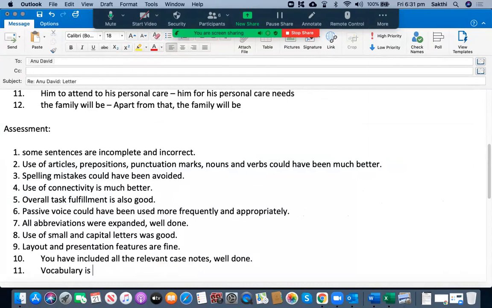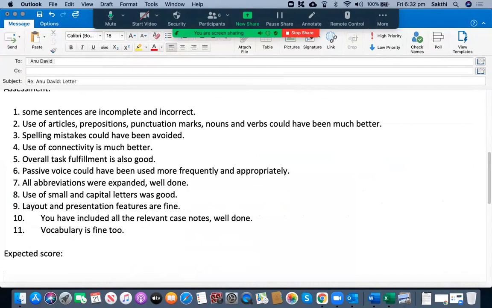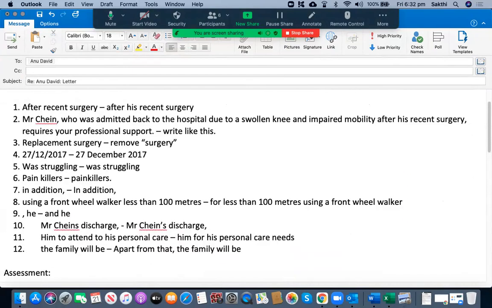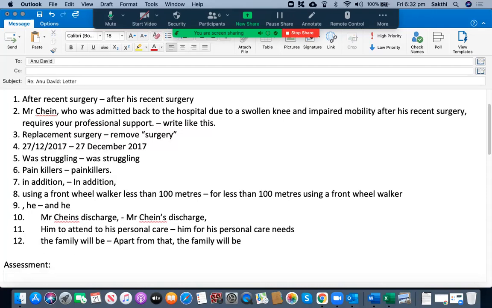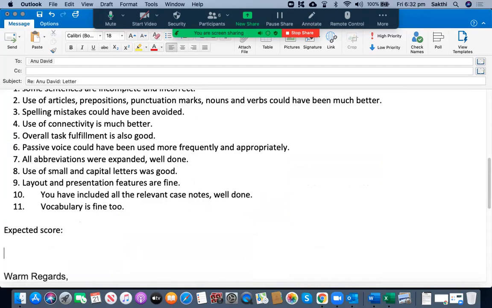Vocabulary is fine too. I'm happy with that. All right, let me give you the expected score for this letter. Let me go through the mistakes, the frequency of mistakes. Some of these mistakes are just recommendations, but most of these mistakes are the major ones. According to me, this one could get maybe 280 out of 500.